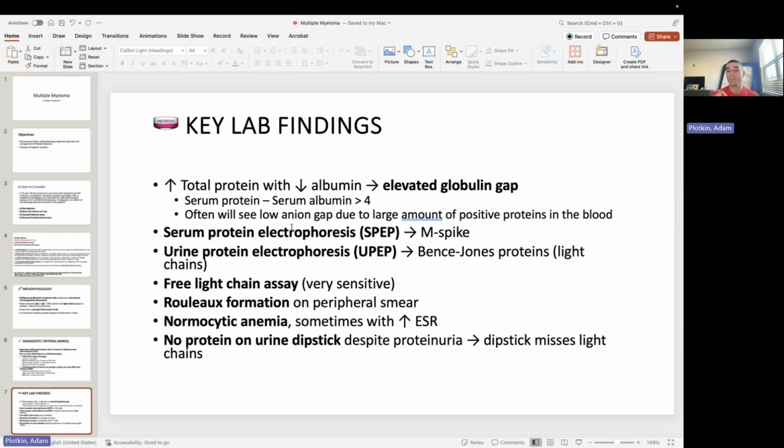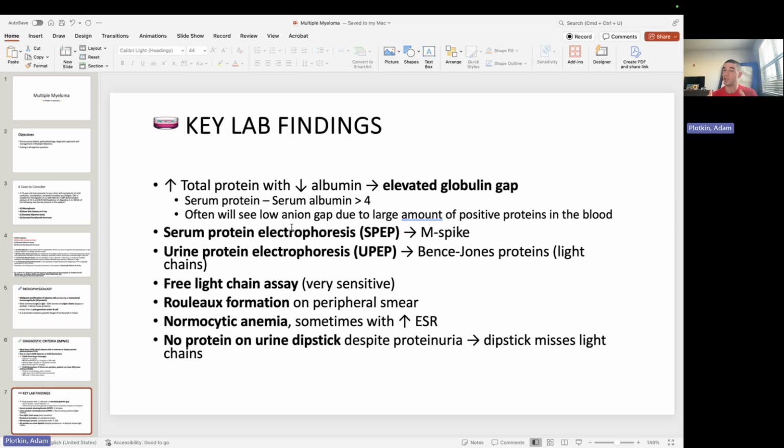The thing is, though, that M spike just tells me there's a ton of a monoclonal protein in my body, right? It just tells me there's a ton of them of one single type. It doesn't tell me what type. So that's where the immunofixation comes in, okay? The immunofixation takes it one step further. We take that M spike protein, and they're able to figure out, is this IgG, IgM, IgA, because that comes into play.